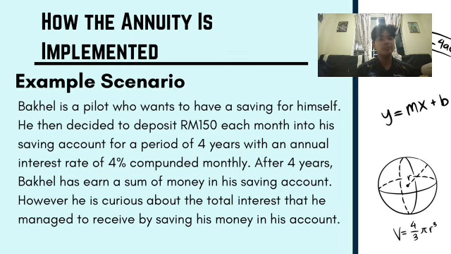Bahil is a pilot and he wants to start saving money for himself. He deposits 150 ringgit every month for 4 years. The account gives 4% annual interest, compounded monthly. After 4 years, he will have a total amount saved, but he is curious how much interest he actually earned. So, we will use the annuity formula to calculate his future value and also the interest.